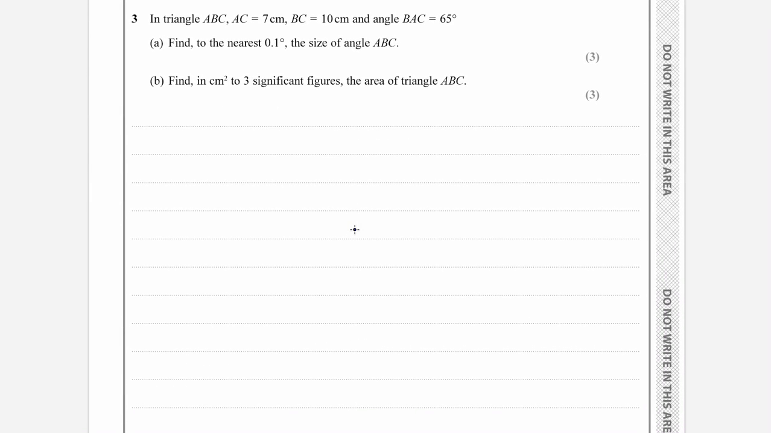Question 3. In a triangle ABC, AC is 7, BC is 10, and angle BAC is 65 degrees. Find, to the nearest degree, the size of angle ABC.